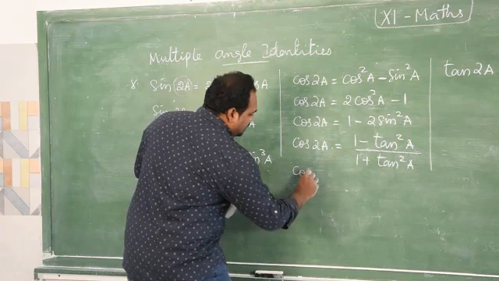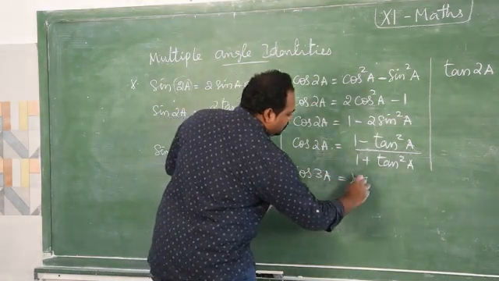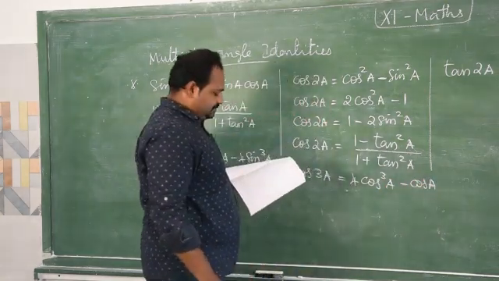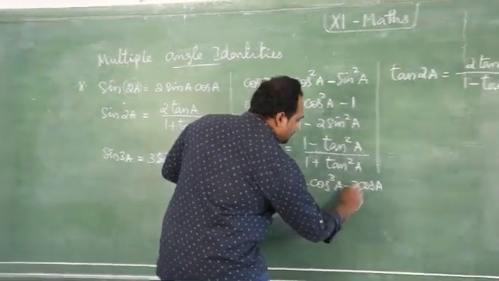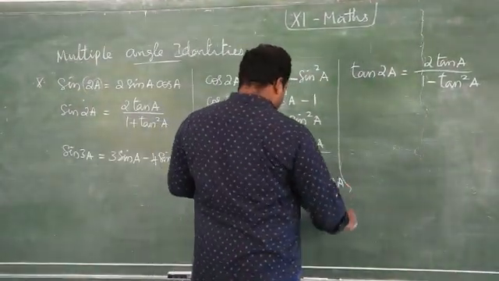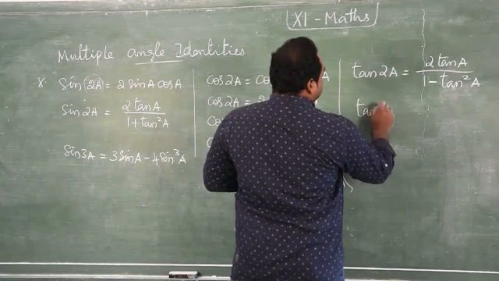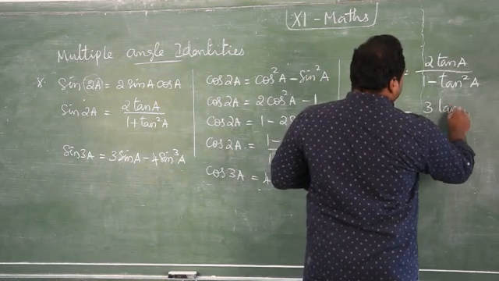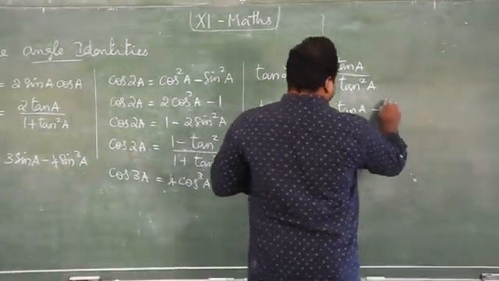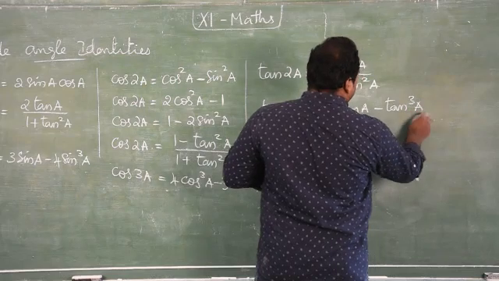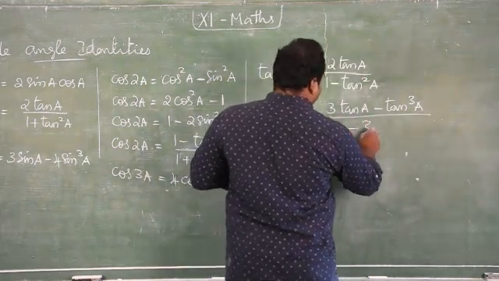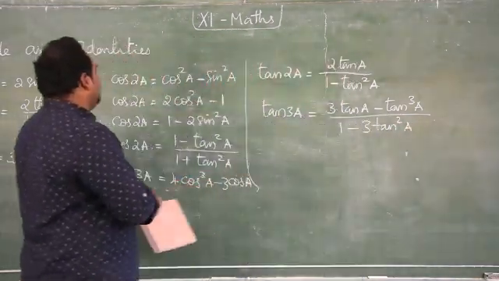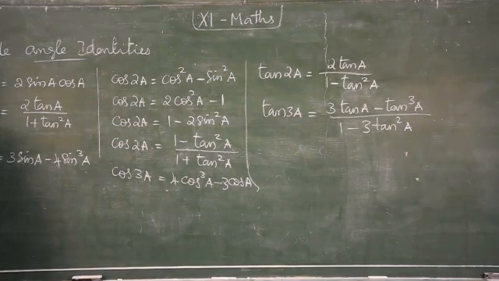Next, cos 3A can be written as 4 cos cube A minus 3 cos A. Next, tan 3A equal to 3 tan A minus tan cube A by 1 minus 3 tan square A. So these are the multiple angle identities.